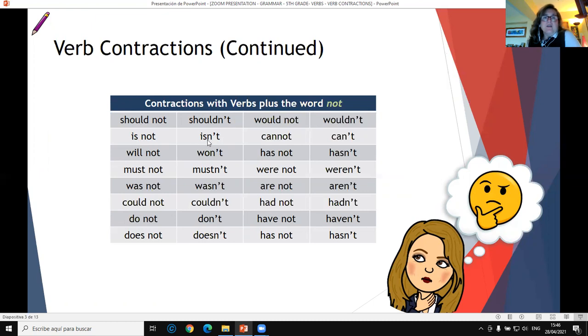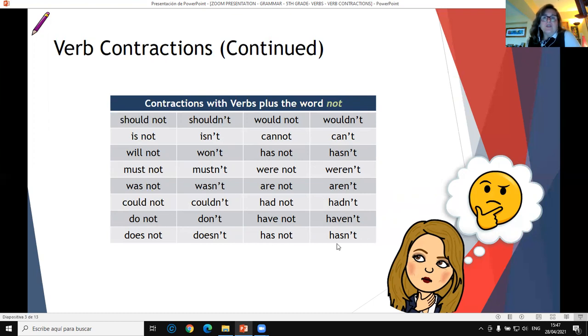For is not, we say isn't; will not, won't; must not, mustn't; was not, wasn't; could not, couldn't; do not, don't; does not, doesn't; would not, wouldn't; cannot, can't; has not, hasn't; were not, weren't; are not, aren't; had not, hadn't; have not, haven't; and has not, hasn't.